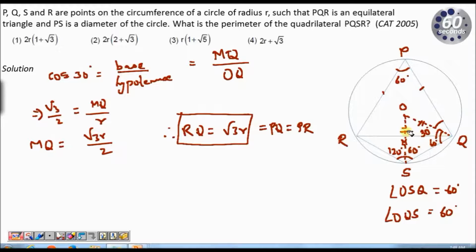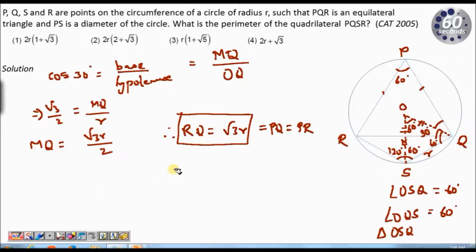Angles opposite to equal sides are equal. So in that case, since these two angles are 60, this angle will also become 60. So since all the angles of triangle OSQ are 60 degrees, it is an equilateral triangle, and I know OQ and OS are equal to the radius, so the value of OQ and OS is R. In the same way, SQ will also be R.